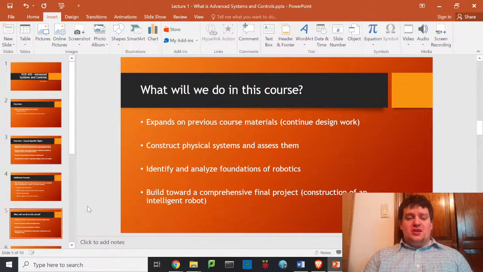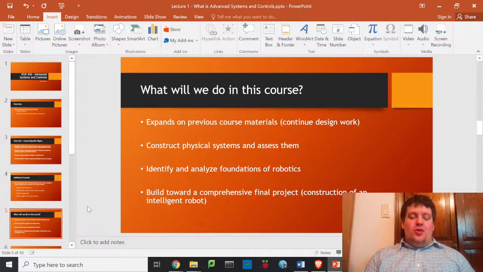We're also going to be talking about identifying and analyzing different foundational robotics concepts. This is part of the reason why you're going to be reading your textbook. I'm also going to be sharing some videos with you. There's a lot of really cool stuff going on in robotics, and there's a lot of stuff that I think people don't quite understand about robotics. We're going to be talking about those in this class as well.